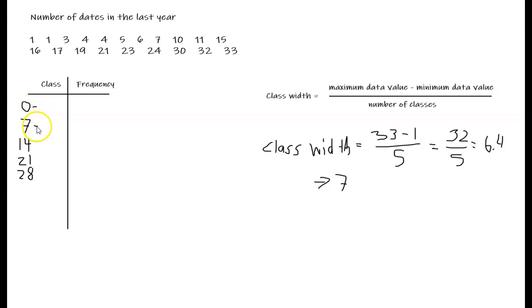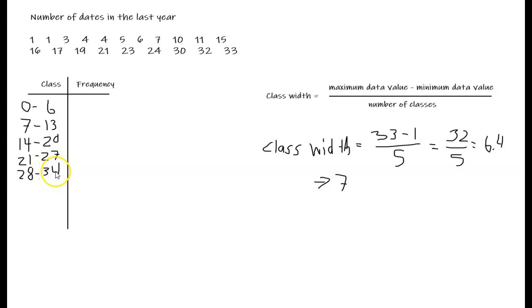And then I got to do my upper class limits. Well, if this one starts at 7, that means that this one has to end at 6, because this goes 0 to 6, and this one starts at 7. And then I can just keep adding 7 again until I go down. So 6 plus 7 is 13, which makes sense because this one starts at 14. And then 13 plus 7 is 20. 20 plus 7 is 27. And 27 plus 7 is 34.